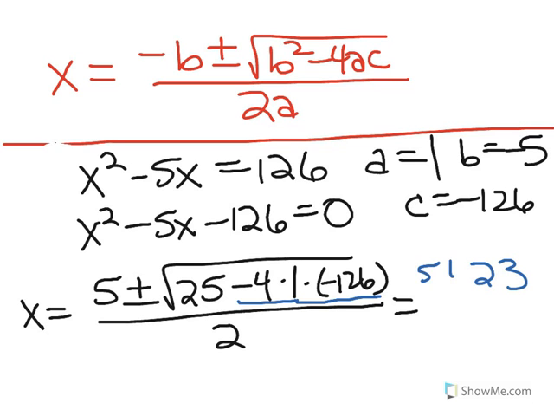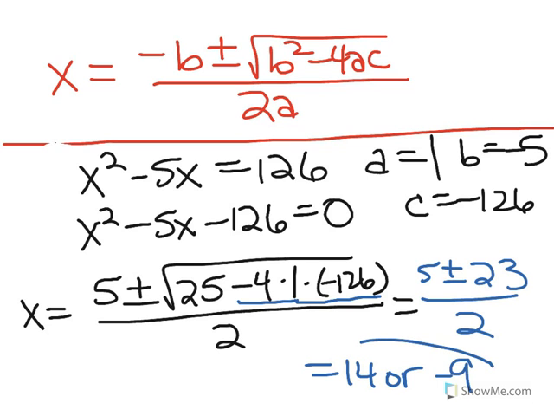So we have 5 plus or minus 23 all over 2. 5 plus 23 is 28. 28 divided by 2 is 14. 5 minus 23 is negative 18. Negative 18 divided by 2 is negative 9. So the answer is 14 or negative 9.